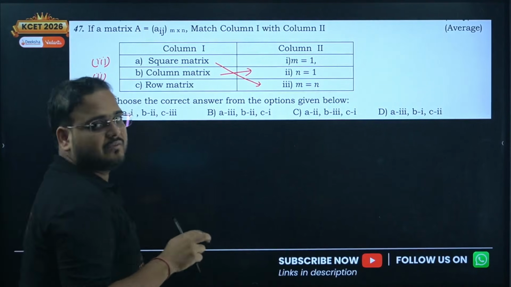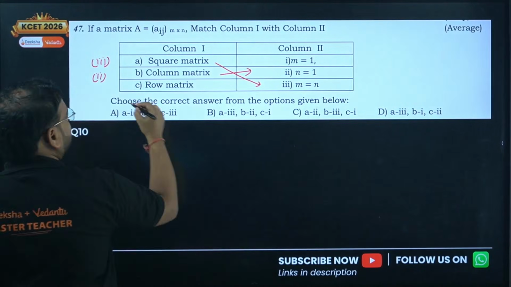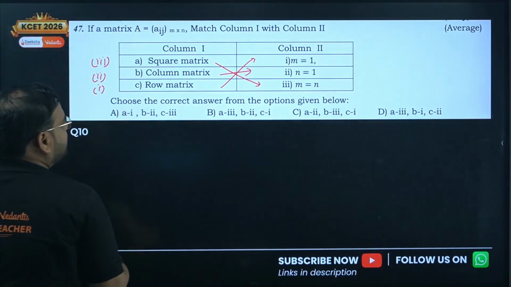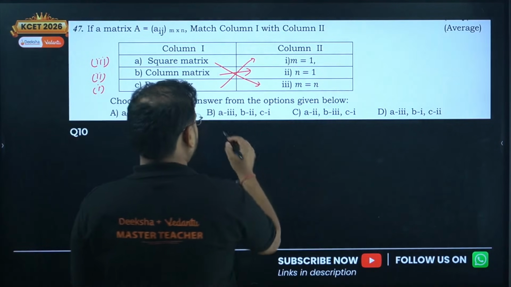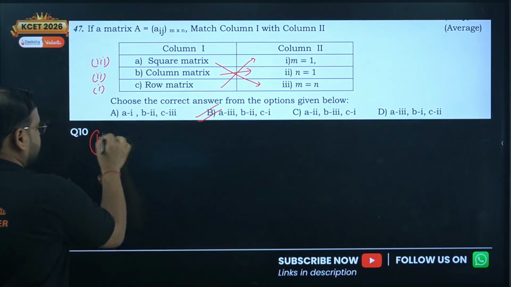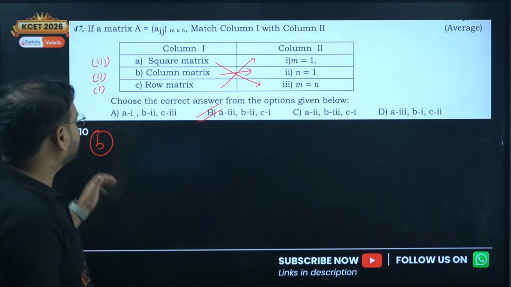And row matrix, when the number of rows is 1. C is going to be this one, so 1. So the answer is 3, 2, 1. 3, 2, 1 is option number B, right? Option number B. Okay. Let's move on to the next section now.